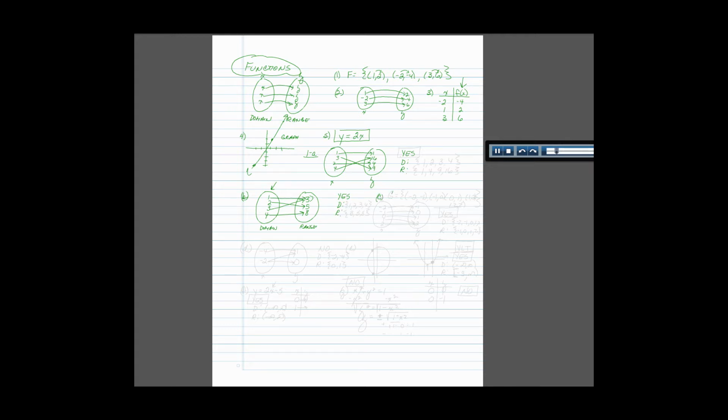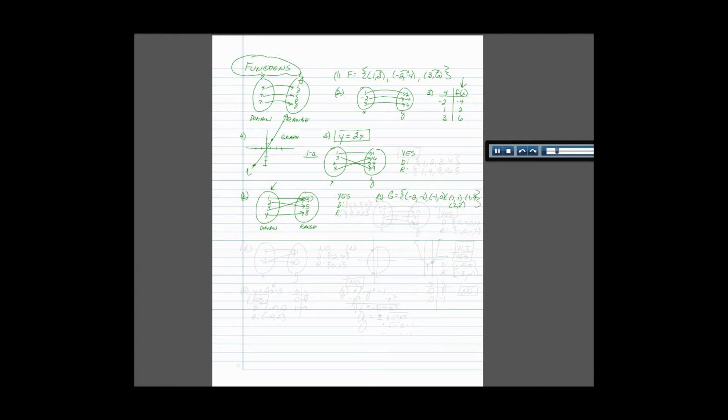Let's look at C. Here we have it listed as a set of ordered pairs. We've got -2, -1, -1, 0, 0, 1, 1, 2, and 2, 2. I kind of ran out of space.